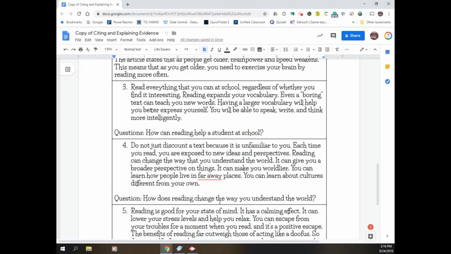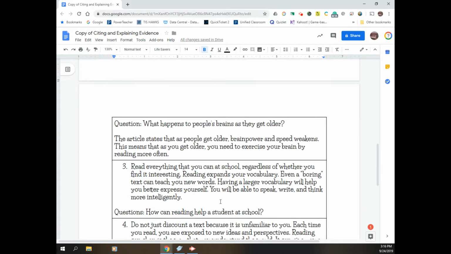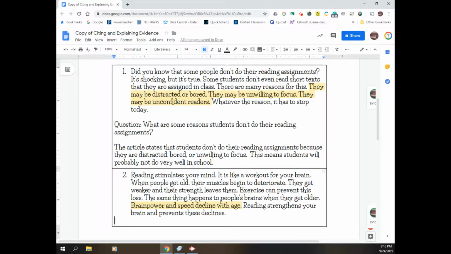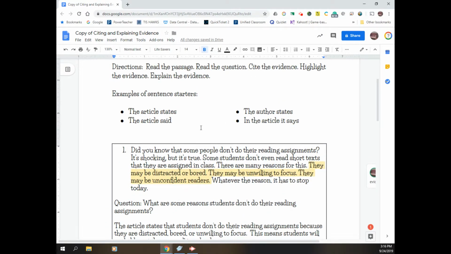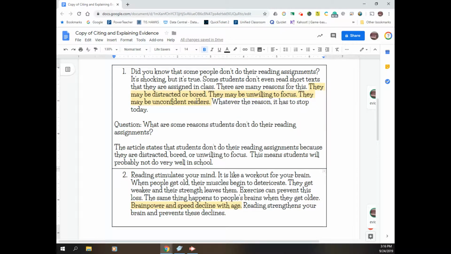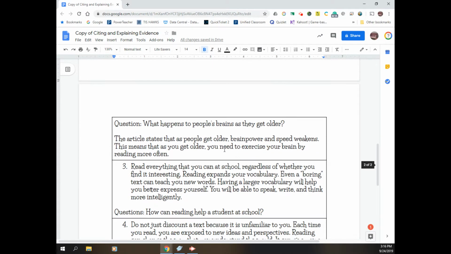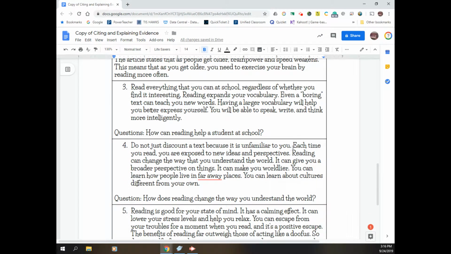Number 3, number 4, and number 5, you're on your own. But I've given you 2 really good examples of how you restate the question using your sentence starters, finding the evidence to put in your sentence, and then explaining your evidence. So you have a lot of parts to this that you have to do. I'm going to go ahead and read these last 3 to you in case you need a little extra help with what I'm saying here. So I'll read these out loud, but you're going to do them on your own.